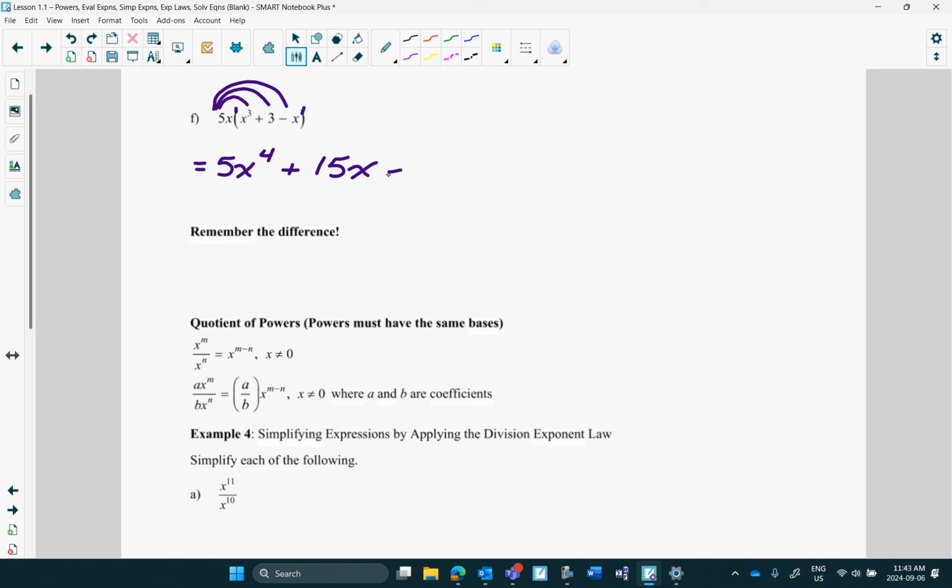Here, it's going to be minus. 5 times 1 is 5. What's x to the first times x to the first? X squared. I can't combine them after that because they all have different exponents. So that's as far as I can go. Okay? So again, I gave you an example of this, but remember the difference. X plus x is 2x. X times x is x squared, because you got to think x to the first times x to the first.